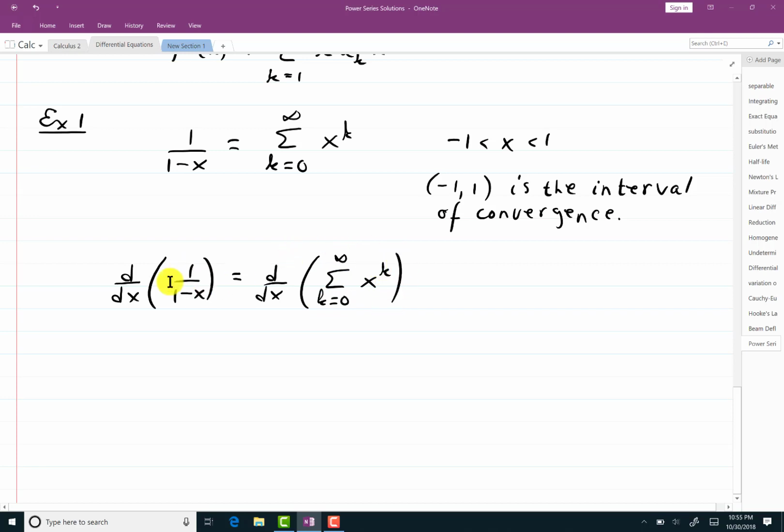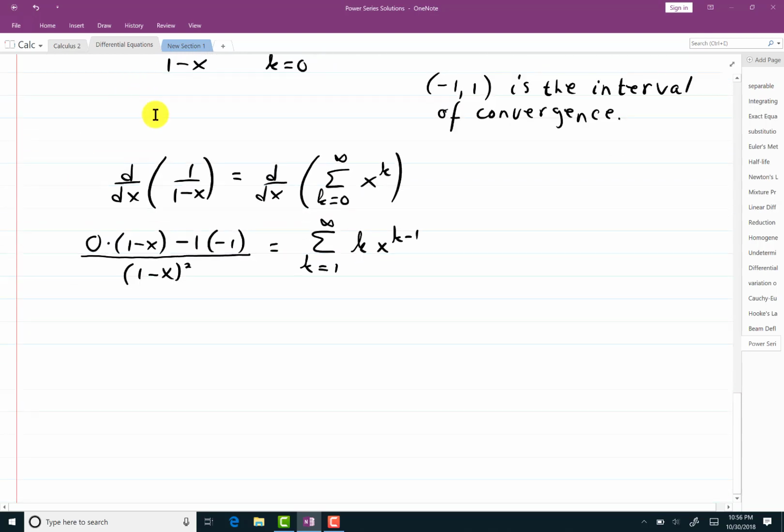All right, let's start with the derivative of the left-hand side. I was going to be tricky, but I think I'm just going to use the quotient rule for the left-hand side. I'll get 0 times 1 minus x minus 1 times negative 1, all over 1 minus x, that quantity squared. On the right-hand side, we can take the derivative term by term, and when k equals 0, x to the 0 is going to be 1, so my first term is a constant. That means I can write this as the sum from k equals 1 to infinity of k x to the k minus 1.